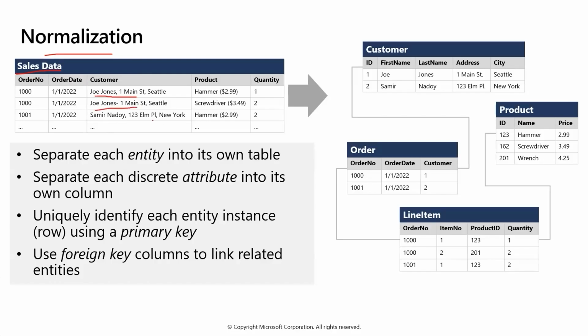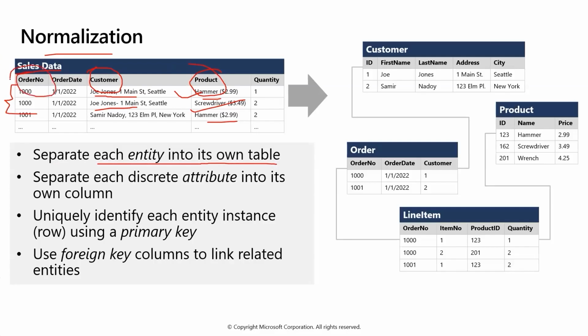The same customer repeated multiple times, right? The same product purchase repeated multiple times, right? In fact, even the order number is not unique, because in order number 1000, I have purchased multiple products. So when you decide that you want to normalize your data, you first have to separate each entity into its own table. If I talk about the sales data table, customer should move into the customer table, and product should move into the product table, right?